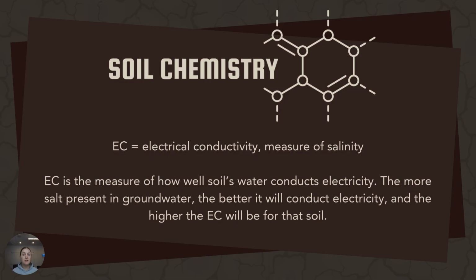Soils with high EC tend to have poor aggregation because salt actually causes clay particles to disperse. And this leads to reduced soil aeration, surface crusting, and very, very hard compacted soils when dry.